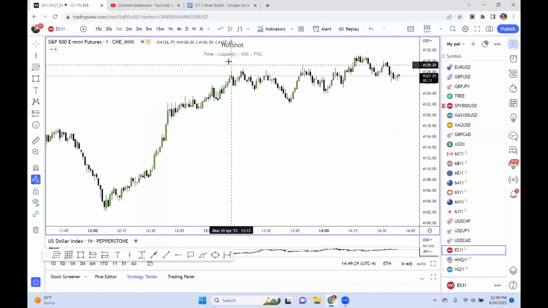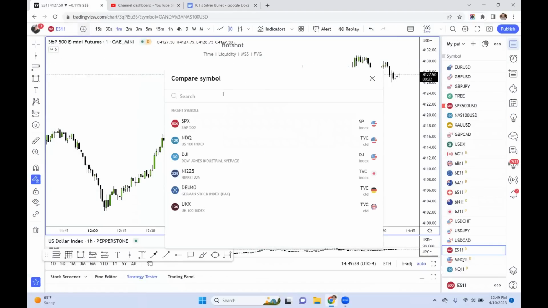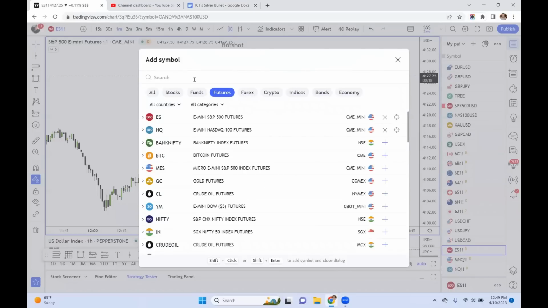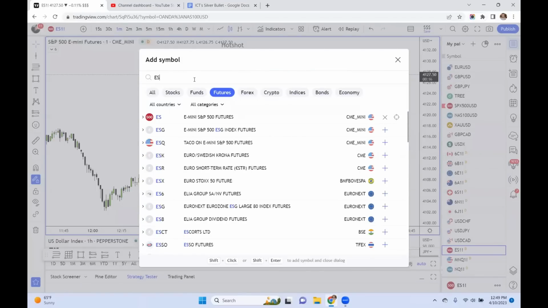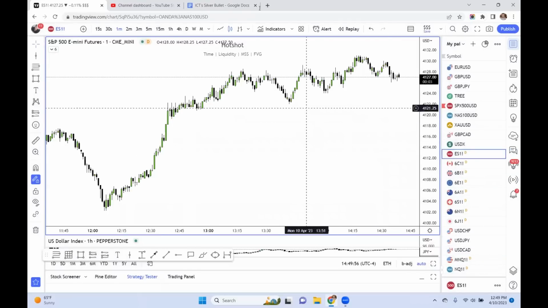So if you don't have ES on your charts, you can simply go to TradingView. You could go up here, you could symbol search, you could press the plus symbol here, you could look for it here, you could press the plus over here. It'll all pop up. But what you want to look for, just type in ES under the futures. And it's the first one that pops up. It'll say CME mini. Okay, you're going to press the plus and you're going to add it to your chart, right? So once you have it added to your chart, this is what it's going to look like.